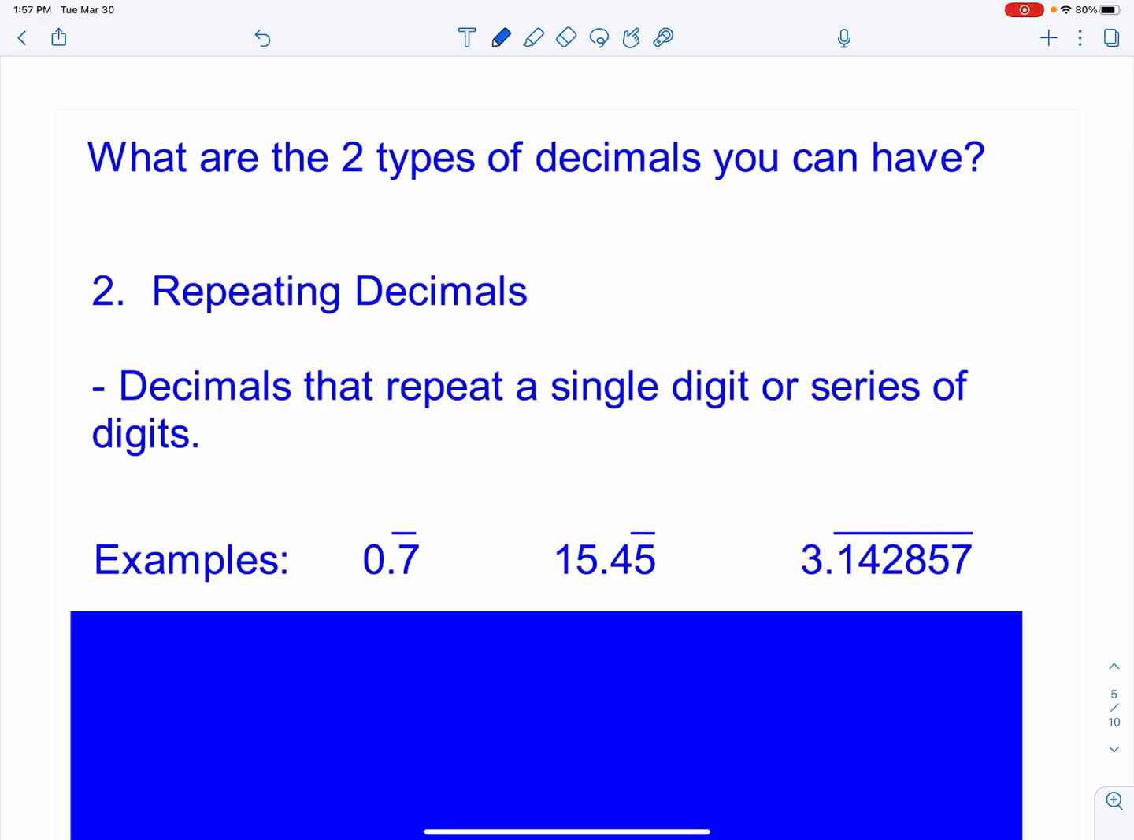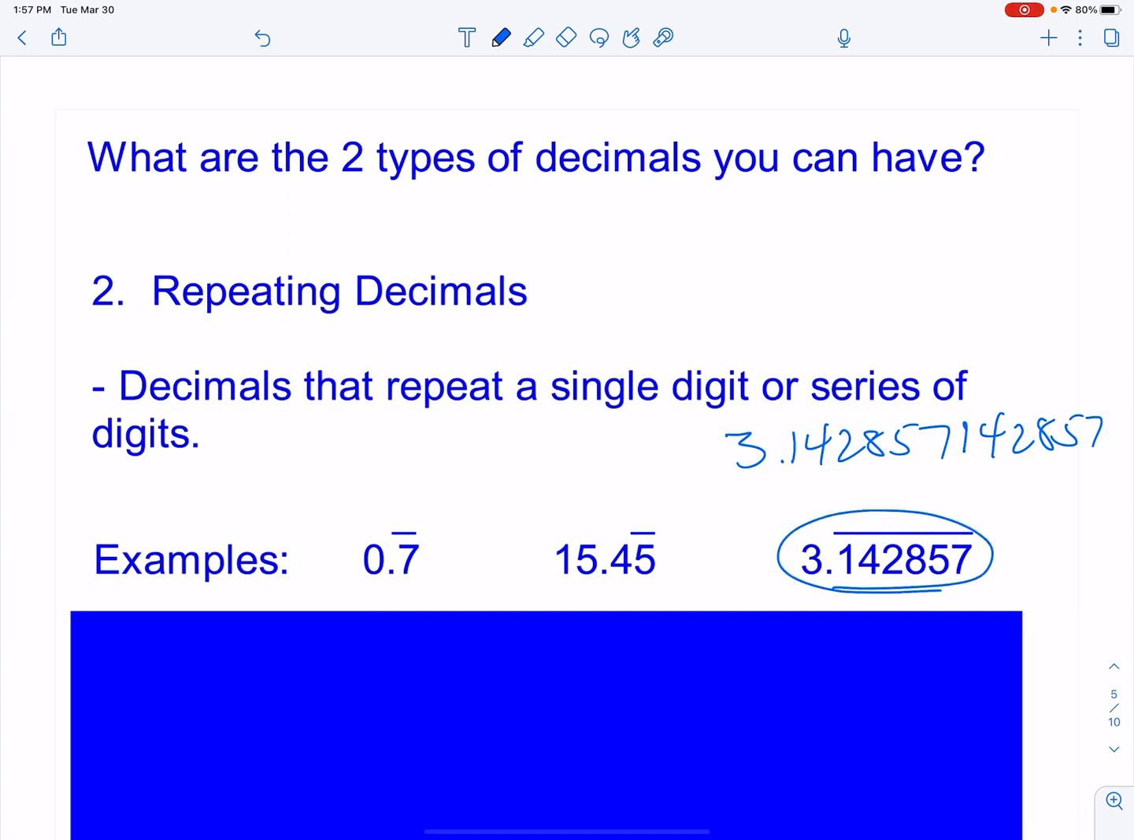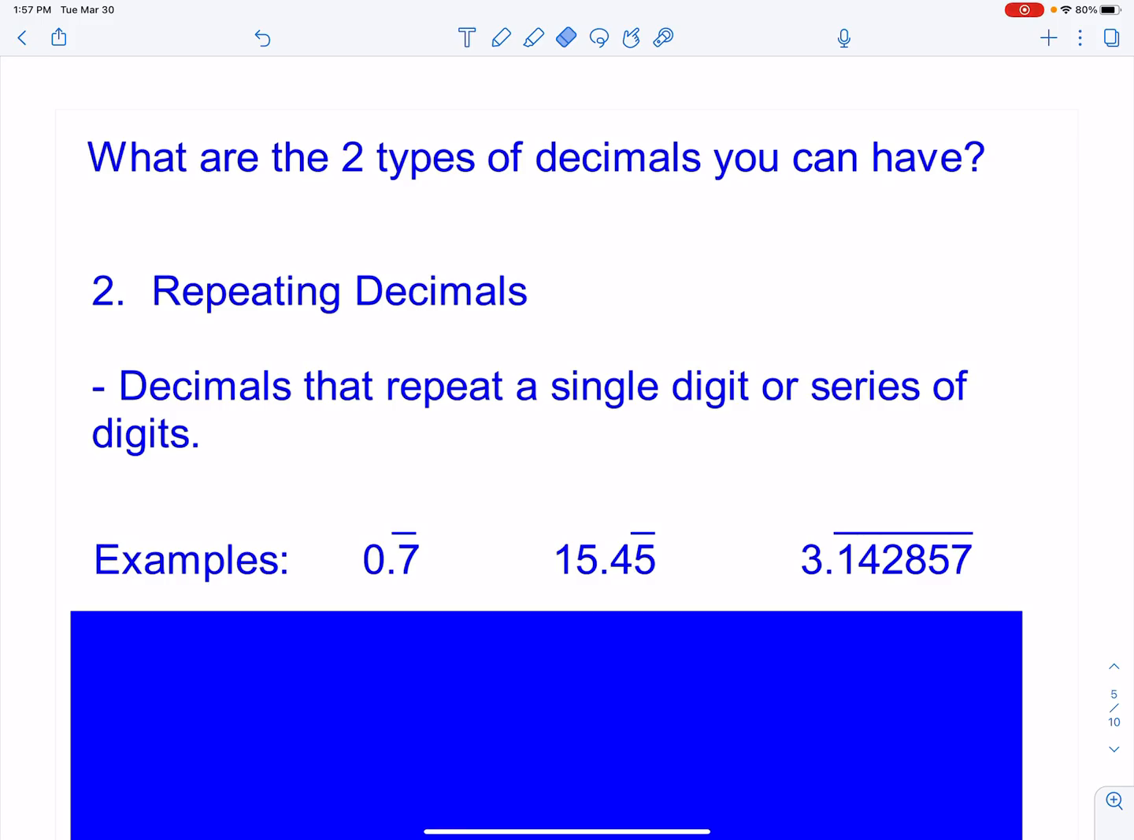Now this last one is one of my favorites, 3.142857. So what that is, 3.142857, and then it begins again, 142857, and so on and so forth. But you have to be able to recognize what's repeating. This is actually the decimal equivalent to 1/7, which is one of the ones that I'm going to have you memorize. It's going to be a great thing.